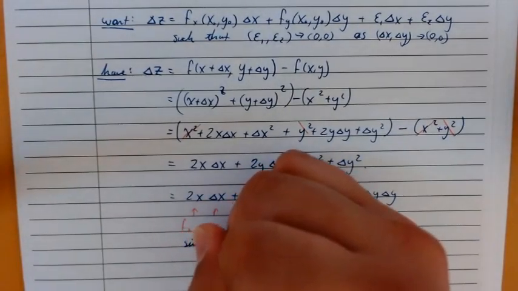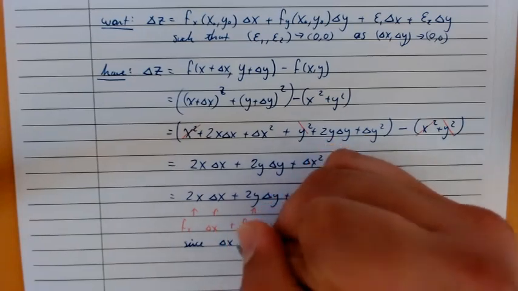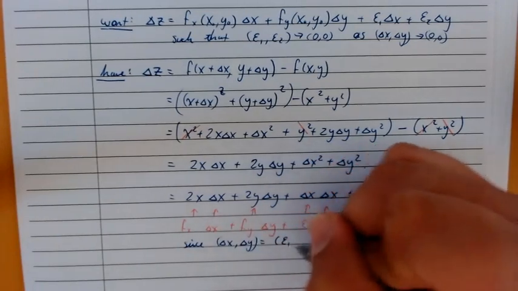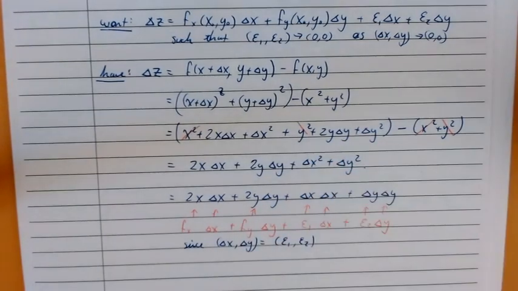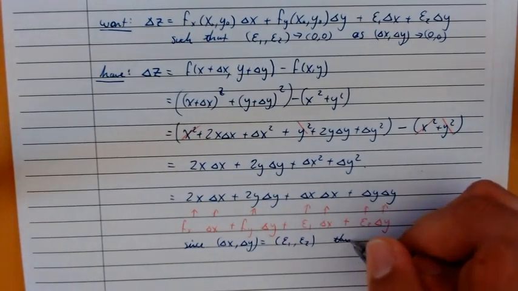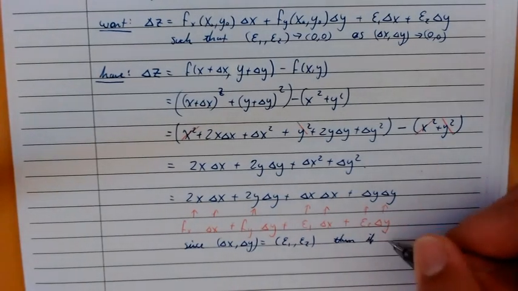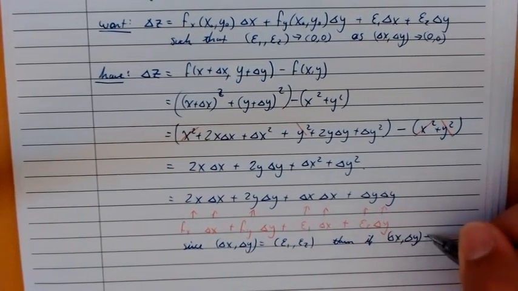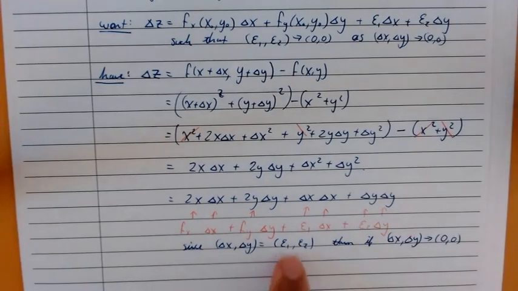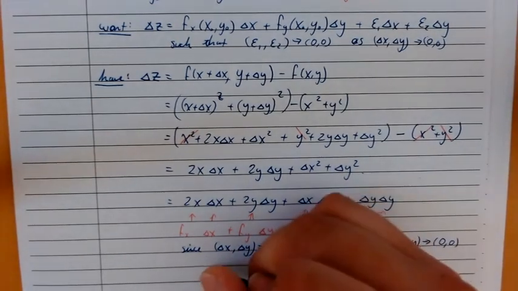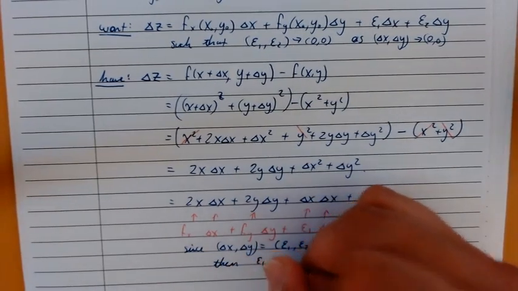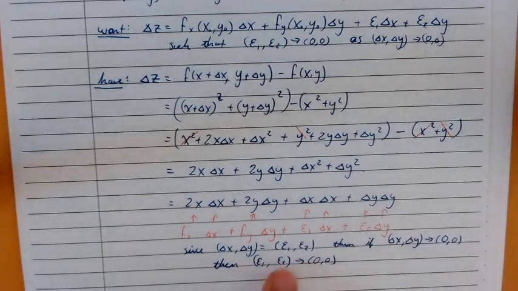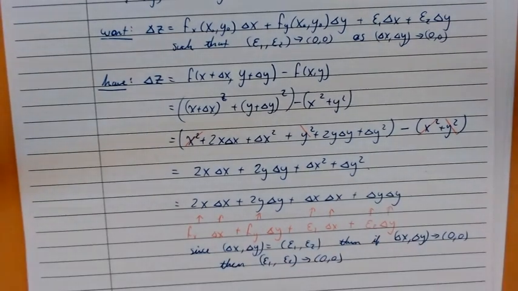So, since delta x and delta y are equal to epsilon 1 and epsilon 2, then if delta x and delta y approach 0, well then obviously since these are the same, they will also do the same. Then epsilon 1 and epsilon 2 will also approach 0. Right? They're identical. They're the same thing. So if one does something, the other one will do the exact same thing.